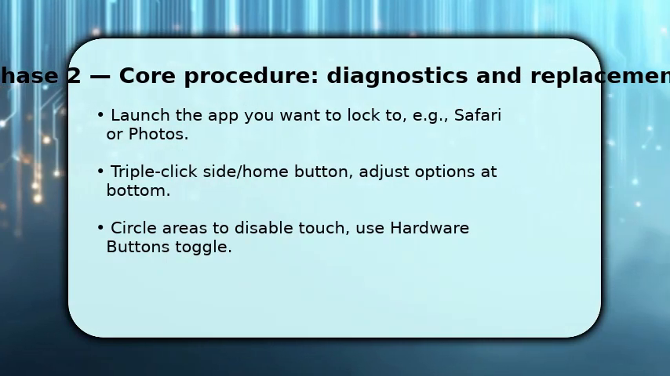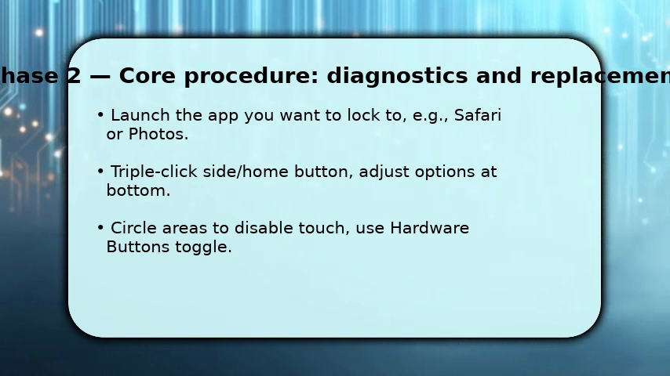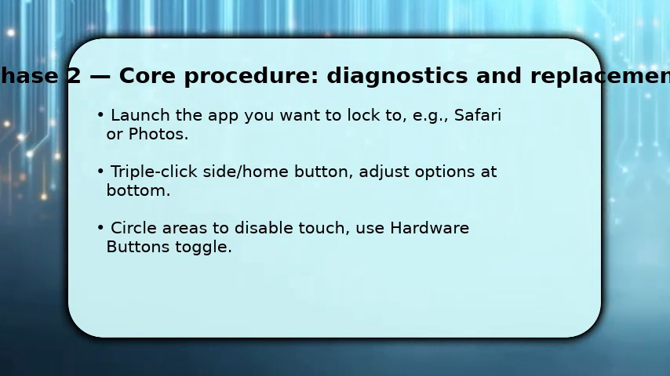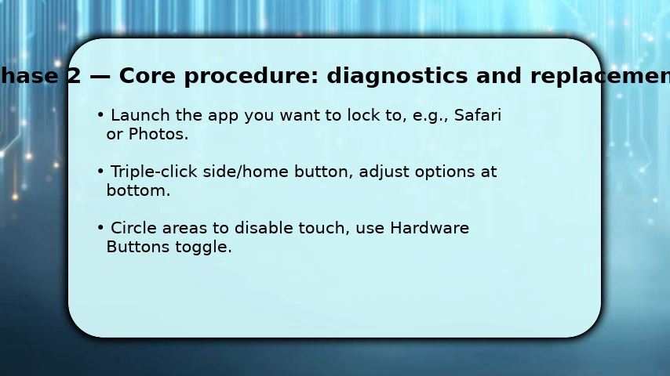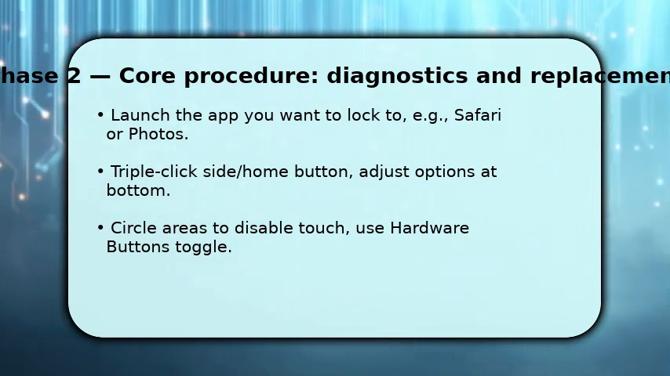Now, open the app you intend to lock to and triple-click the side or home button to start Guided Access. At the dialog, tap Options to control touch, motion, keyboards, and hardware buttons. Disable what could exit or disrupt the task.